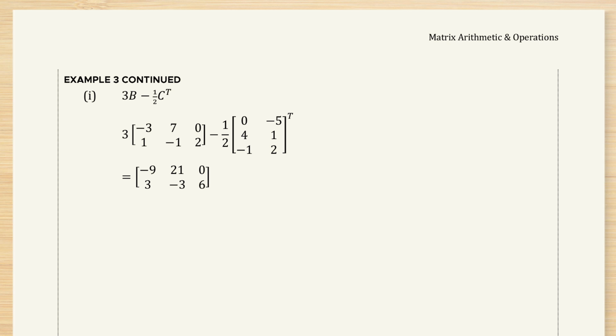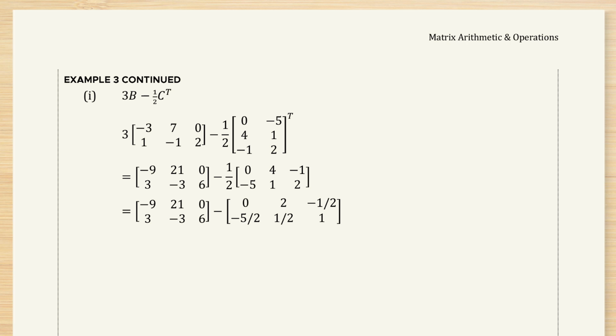The order doesn't matter in this case with scalar multiplication and taking the transpose. So in this case, the solution happens to take the transpose first, and after taking the transpose, then multiply by that half scalar. And we can subtract element by element. This question is tough because there are fractions that we will be subtracting.